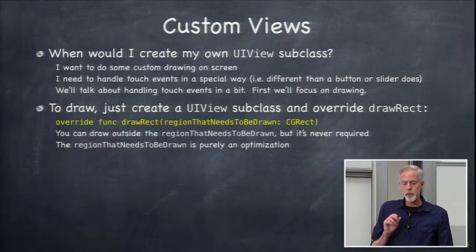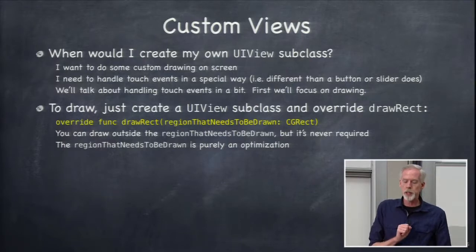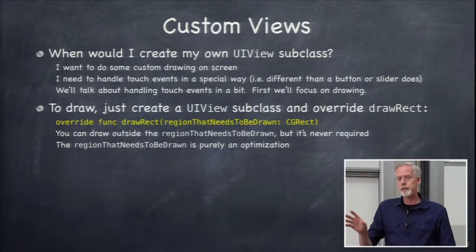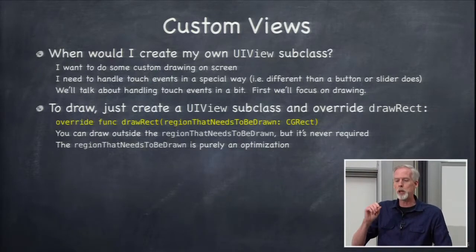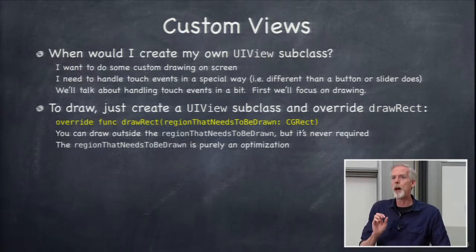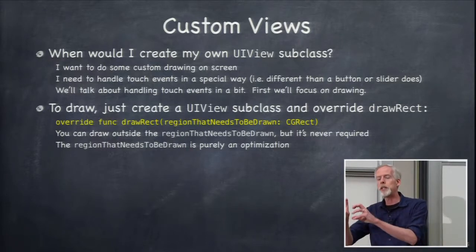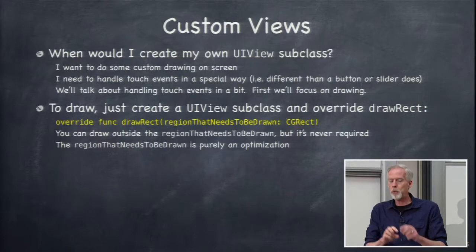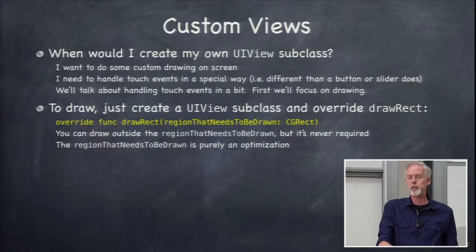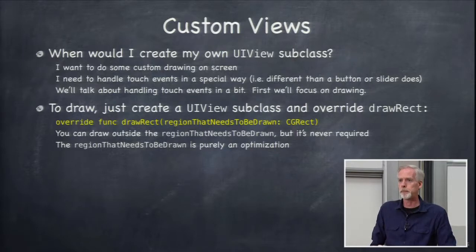To draw in your UI view, all you need to do is override this method drawRect. Very simple method, only takes one argument. In the code, it's actually called rect, but I've renamed it to be region that needs to be drawn so that people understand what that argument is. That argument is purely an optimization. It's just the system saying, hey, draw yourself, and really I only care about this rectangle of you. But you can draw the whole self if you want. So if you had a view that knew how to draw parts of itself, then it could only draw the part that's in this rectangle. But you can completely ignore this rectangle if you want. It's purely an optimization.